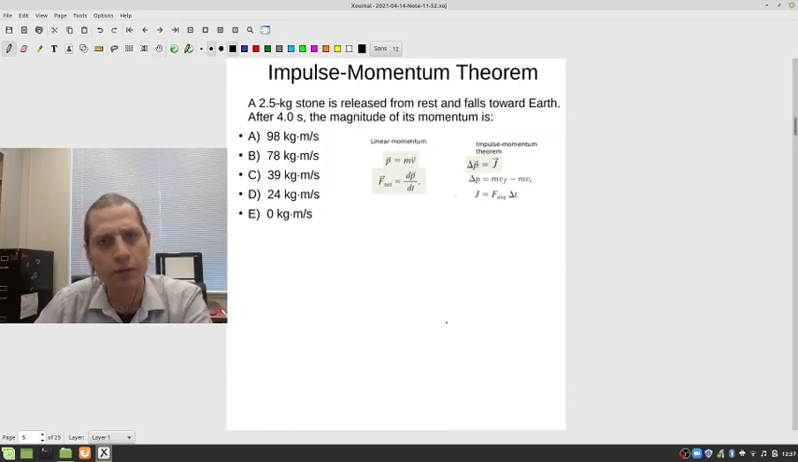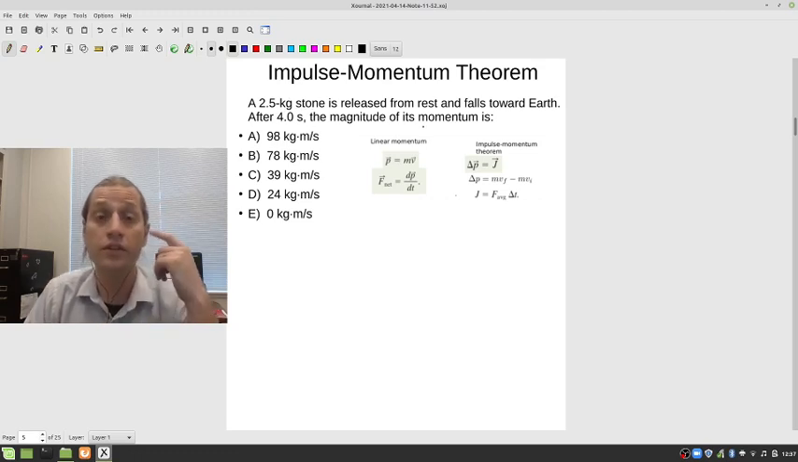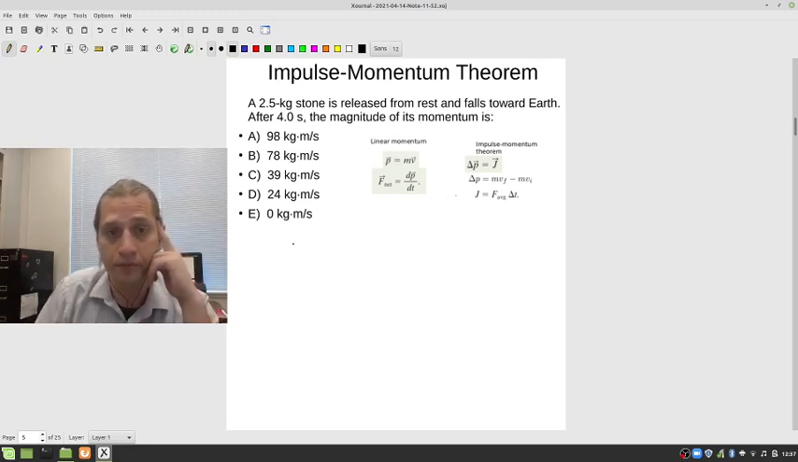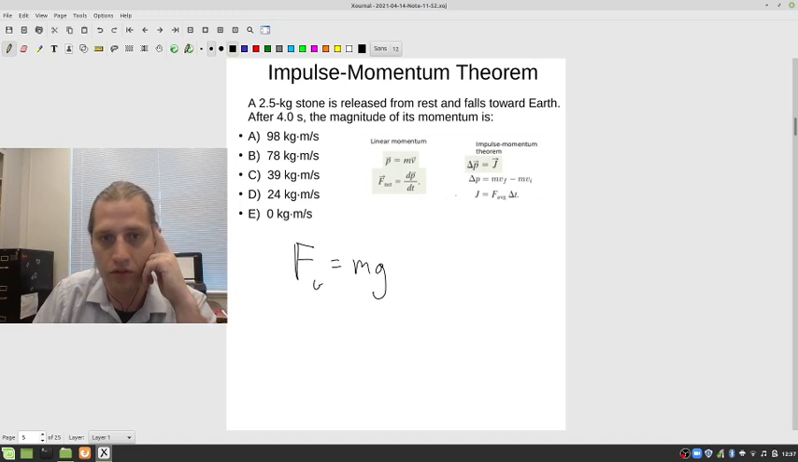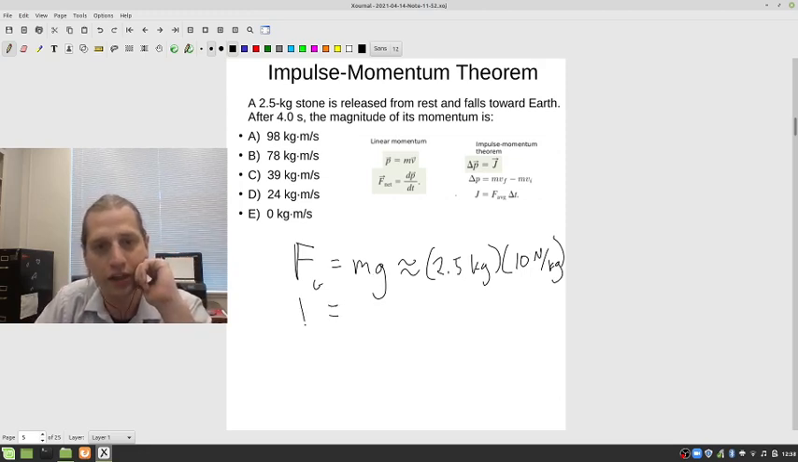Okay, another example of your impulse momentum theorem. It says a 2.5 kilogram stone is released from rest and falls towards the earth. After 4 seconds, the magnitude of its momentum is, well, what's the force of gravity on the object? It's going to be m times g. I'm being sloppy because I'm doing this on the fly, but this is 2.5 kilograms times around 10 newtons per kilogram. That's approximate. This should be 9.8. Okay, fine.